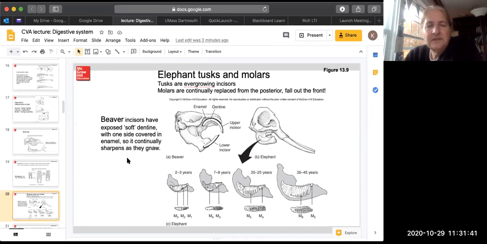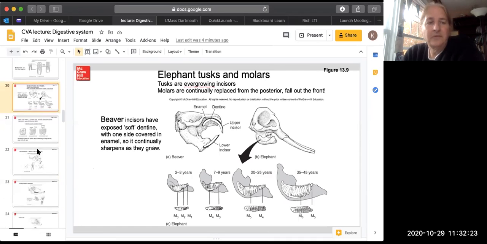I think I showed you this when I was showing you the skulls, that beaver incisors have one side of their incisor with enamel on it, and the other side does not. It's just exposed dentine, which is softer tissue. So when the incisors meet, they're constantly sharpening each other, because the tip is the sharp edge of the enamel, and it's wearing down the dentine on the inside, and so it keeps these sharp tips. That's how they keep the ability to gnaw through wood, because they never wear down.